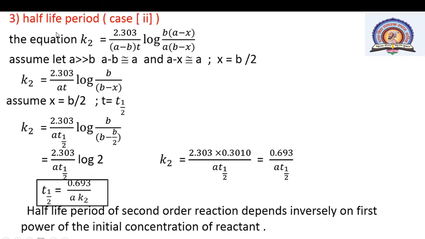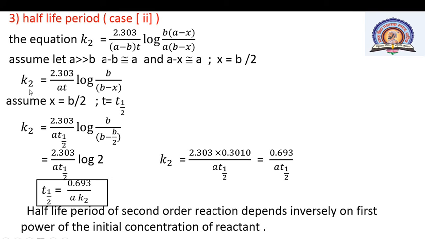Then the half-life period for case second. As we know this equation, k2 is equal to 2.303 divided by (a minus b) into t, log of b into (a minus x) divided by a into (b minus x). Assume the initial concentration a is much greater than b, then a minus b is nearly equal to a, and a minus x is nearly equal to a, and x is equal to b divided by 2.